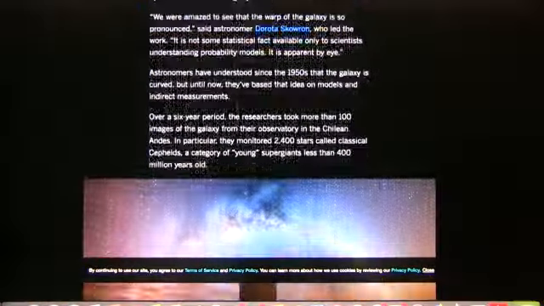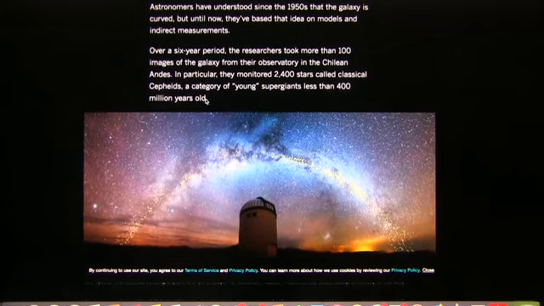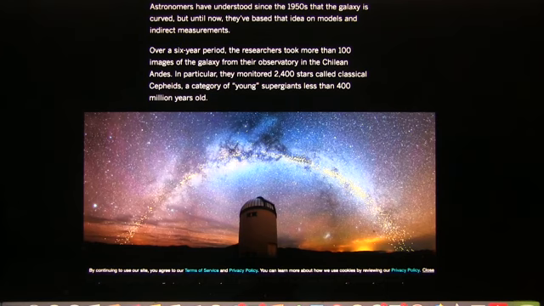Yeah, that's most of what was in here. 2,400 stars, that's the exact number, and Cepheids. They're young stars, and they're very bright stars.